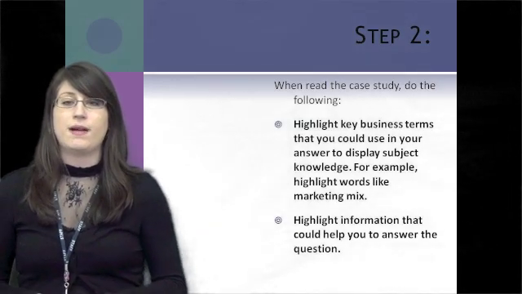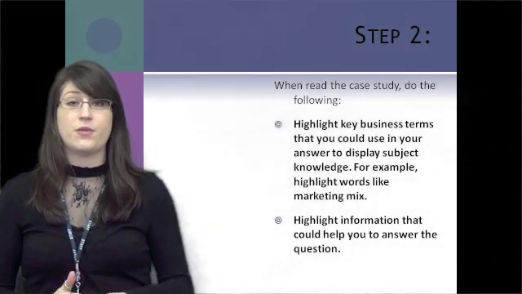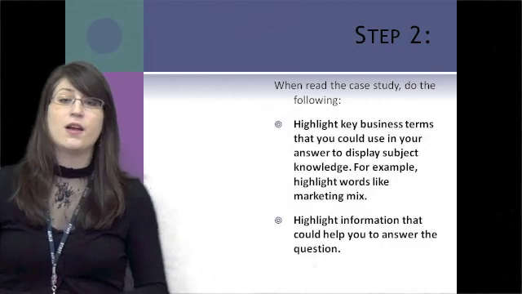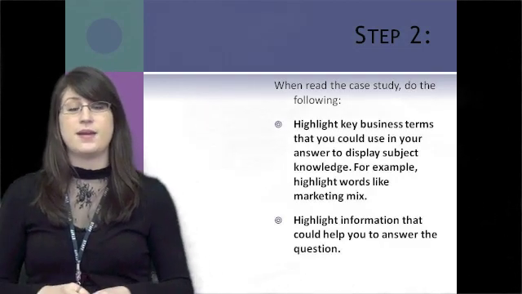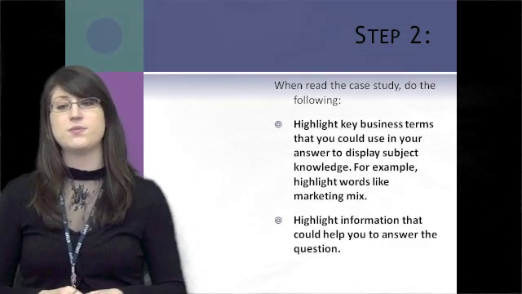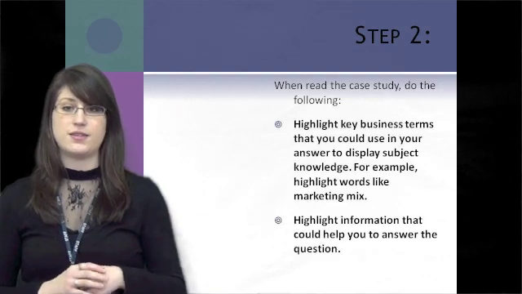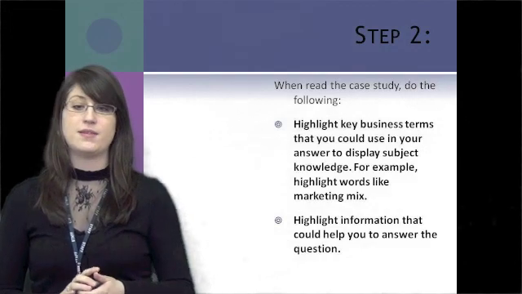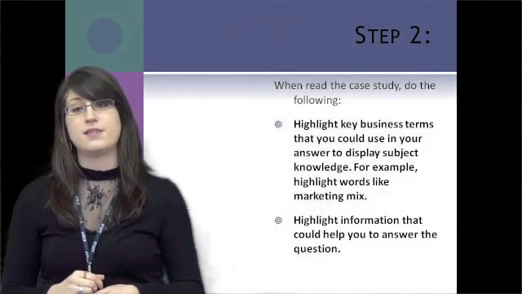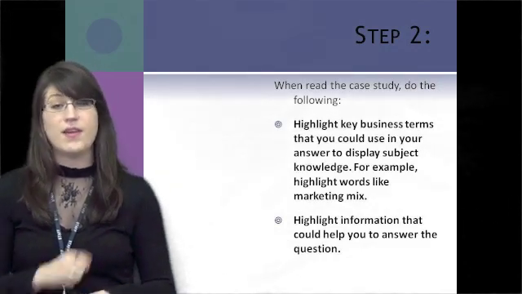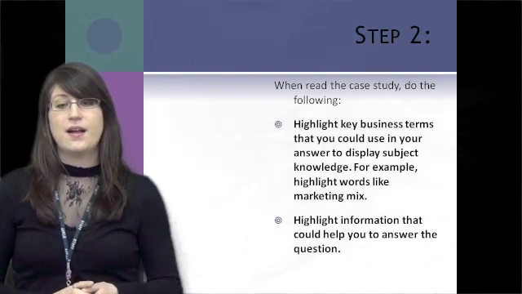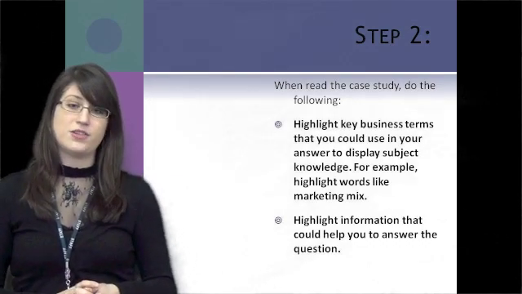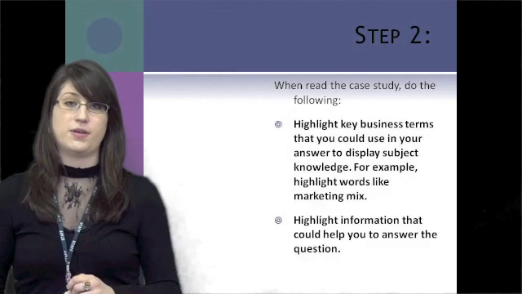Once you understand the command words or understand what the question is asking you to do, you then move on to step 2 to be able to understand the question. This is where you read through the case study. What I would do is I would highlight all the key business terms that you could use in your answer to display subject knowledge that appear in the case study. And secondly, I'd highlight information that could help me to answer the question.